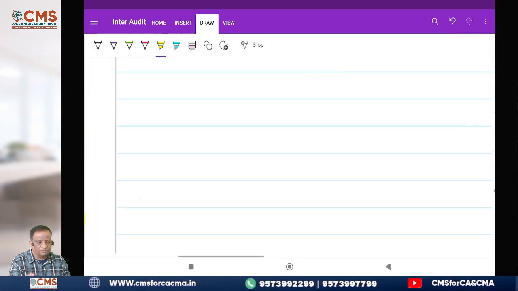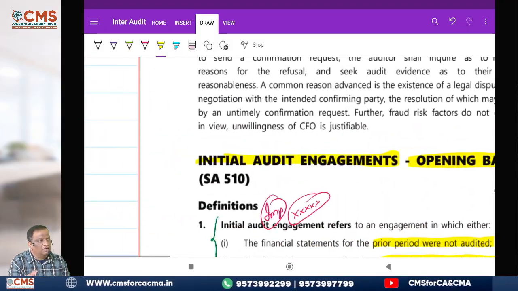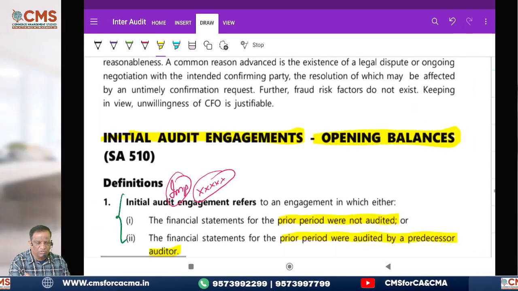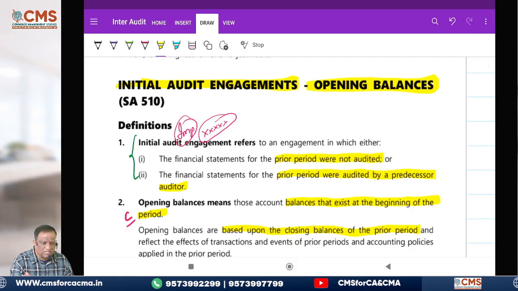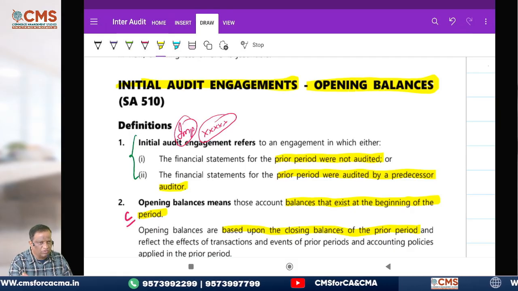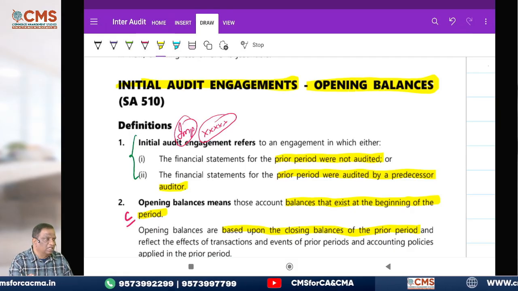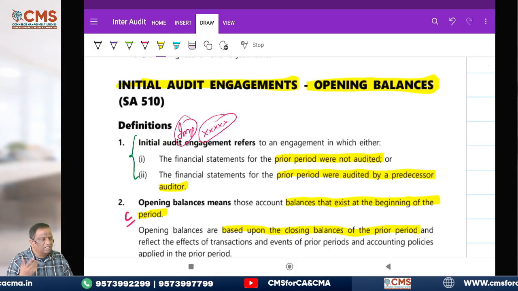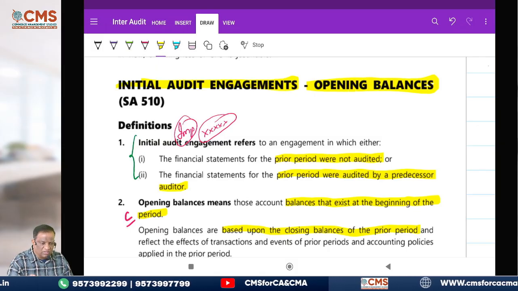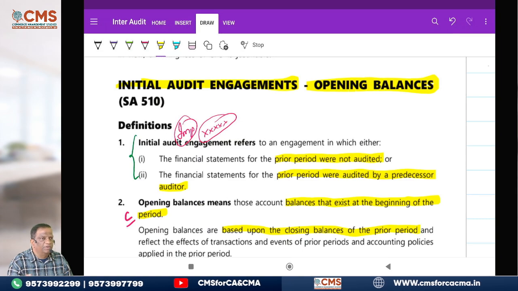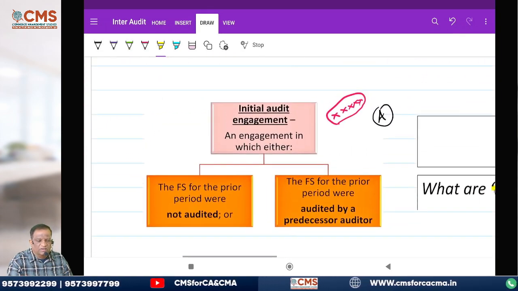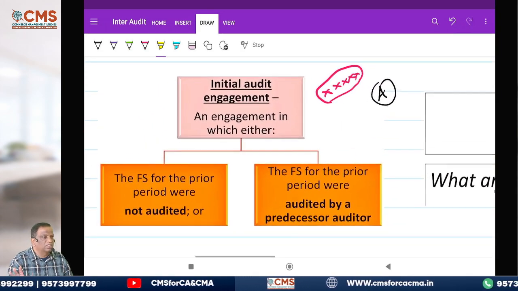With this, the standard on external confirmation will come to an end, and then we have two big standards to discuss. One is SA 510, which is simple and will get over fast, and then analytical procedures. Related parties is a negligible one, there is nothing much in that. Now SA 510, initial audit engagement, opening balances. From an exam perspective, this is what is important.